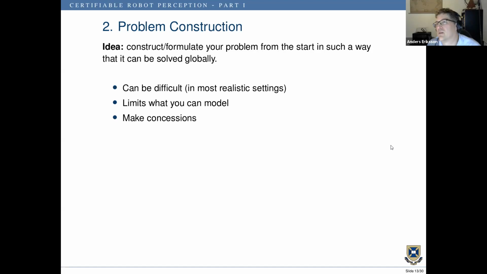It requires, I suppose, a fair bit of experience in optimization, convex optimization and global optimization. It also limits what you can model. And also you have to make concessions, you have to make trade-offs. You have to exclude certain things from your problem formulation in order to be able to solve the resulting problem globally.